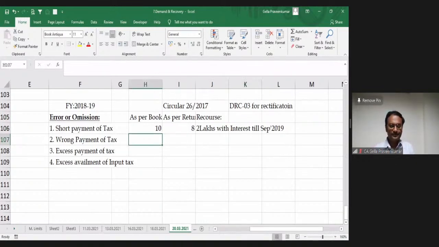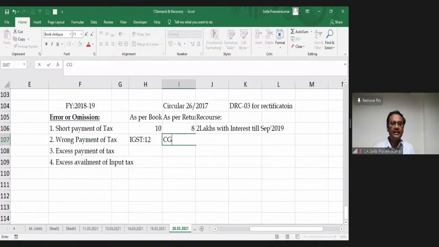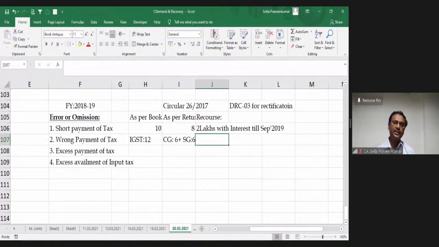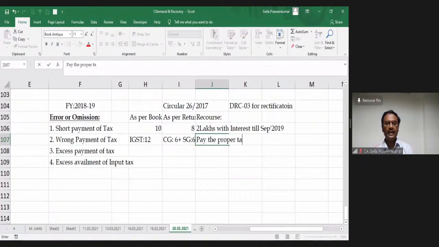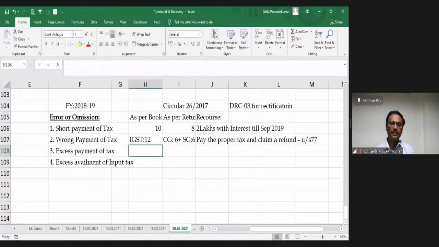Wrong payment of tax. IGST of 12 lakhs. I have paid this as CGST 6 lakhs and SGST 6 lakhs. What they say, don't worry. You pay the proper tax and claim a refund under Section 77. The provision says, whatever you have paid erroneously, I have presumed that it is an interstate supply, but it actually turned out to be an intrastate supply. Pay the proper tax and claim a refund from the department.